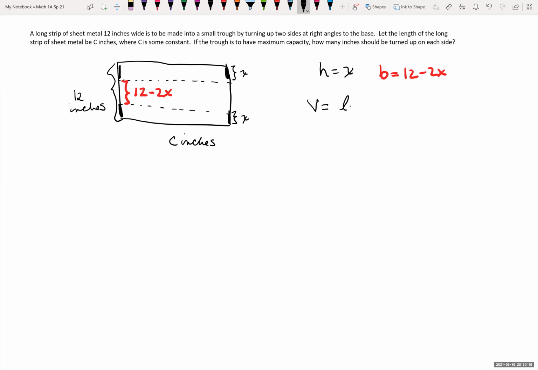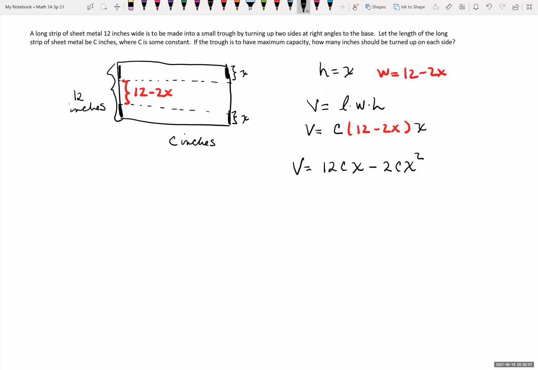Or length times width times height. So this length in here is c times our width, which is the same as this base, which is 12 minus 2x, times our height, which is x. So let's just distribute cx to each term. So cx times 12, this is 12cx, minus cx times 2x is minus 2cx squared.